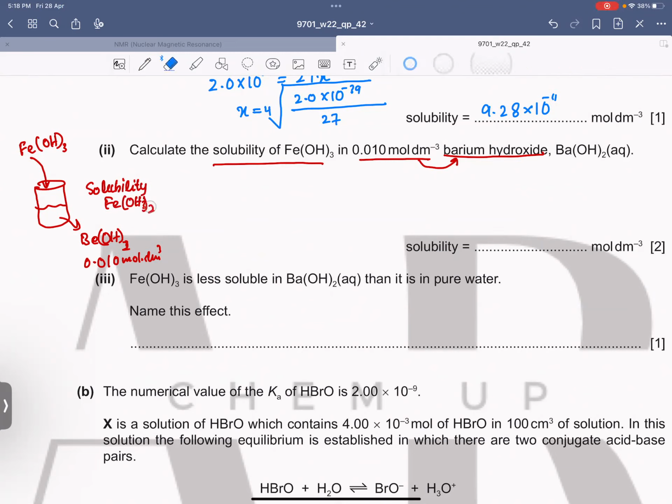Is the question understandable to everyone? Yes, sir. Okay. Now, barium is in group 2 and it's at the bottom of group 2, so it is highly soluble. And iron hydroxide is basically sparingly soluble.